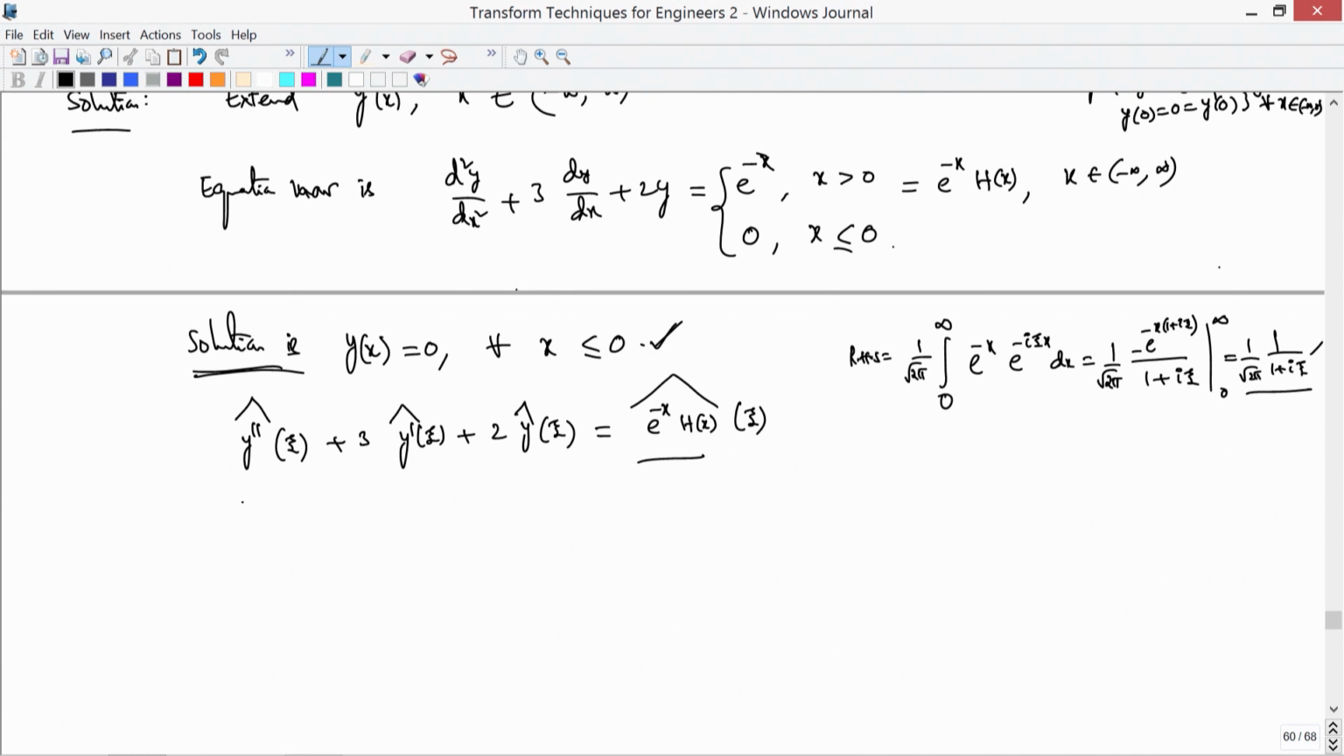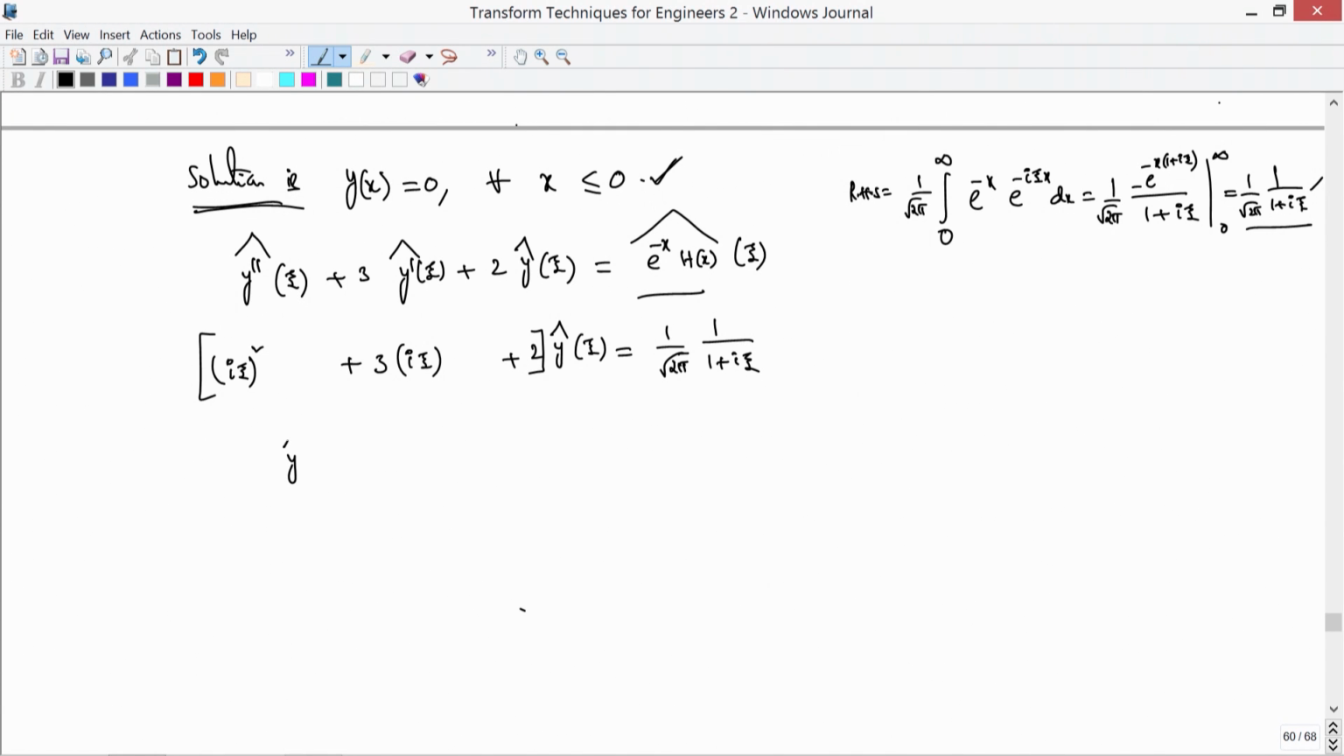Here, because it is a derivative, if you take the Fourier transform, what comes out is I xi square for 2 derivatives times y cap of xi. It is the property of the Fourier transform. And here, 3 times I xi times y cap of xi, and here 2 y cap of xi. So, y cap of xi is common in all places. So, you have this equal to 1 by root 2 pi times 1 by 1 plus I xi.